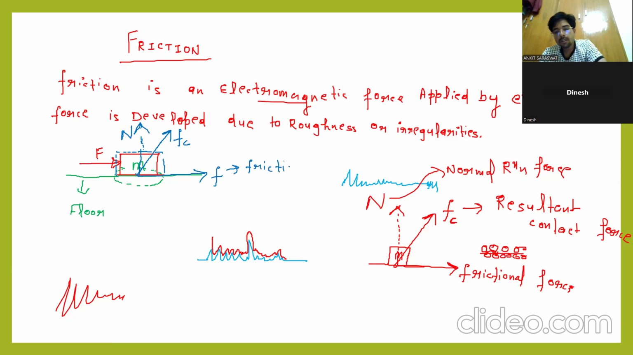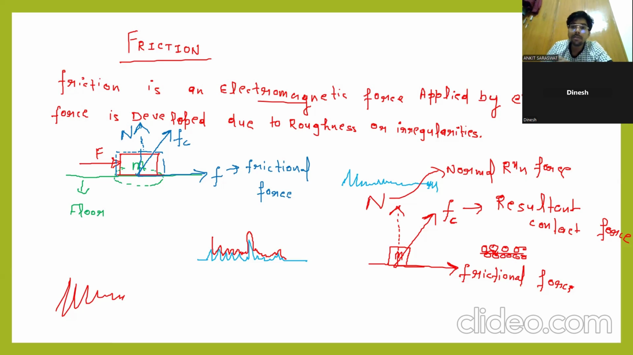Frictional force. Frictional force is a type of contact force that acts parallel or tangentially to the contact surface. If the surfaces are in contact, then friction will be like this. So friction is a type of resultant contact force. What is that resultant contact force? What is the meaning, sir?